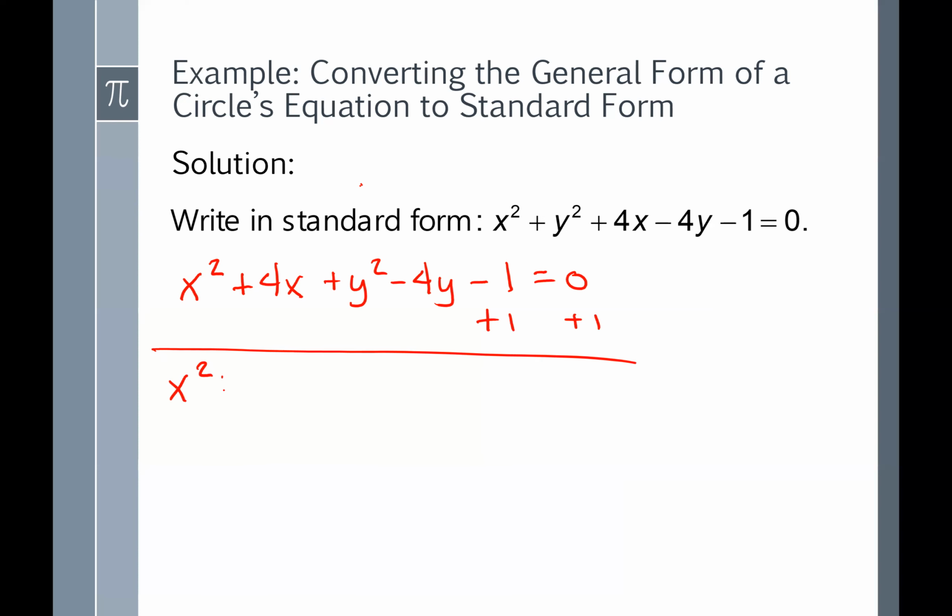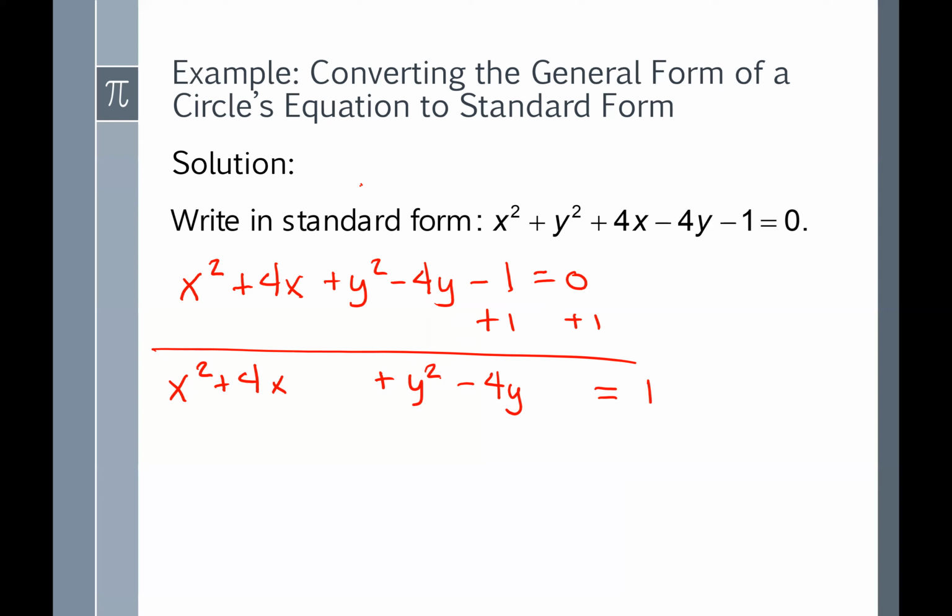Okay, now I'm going to rewrite this, but I'm going to leave a little space behind the x term and the y term. Okay, get my x squared there. So I have x squared plus 4x plus y squared minus 4y is equal to 1.